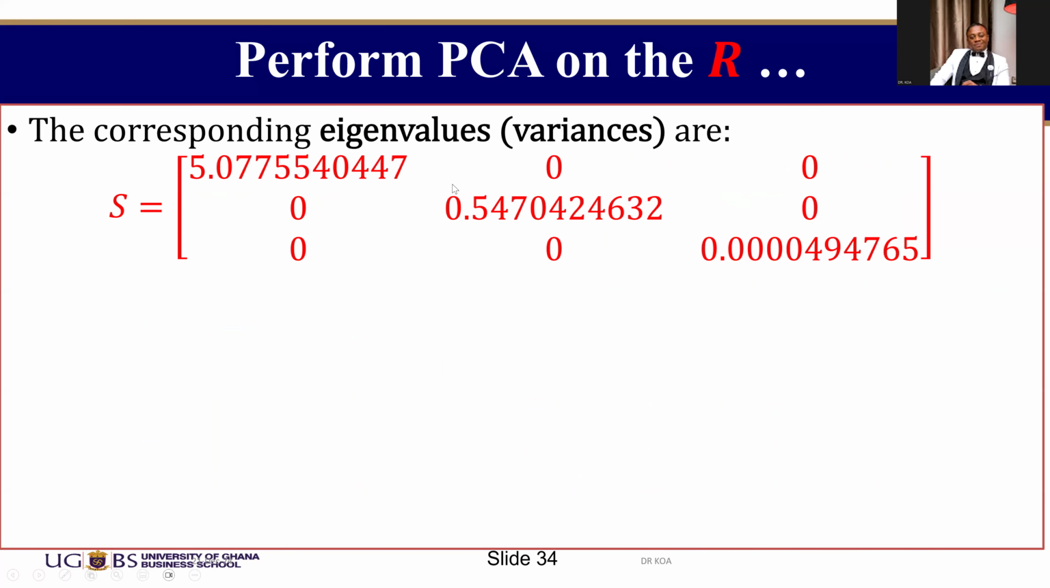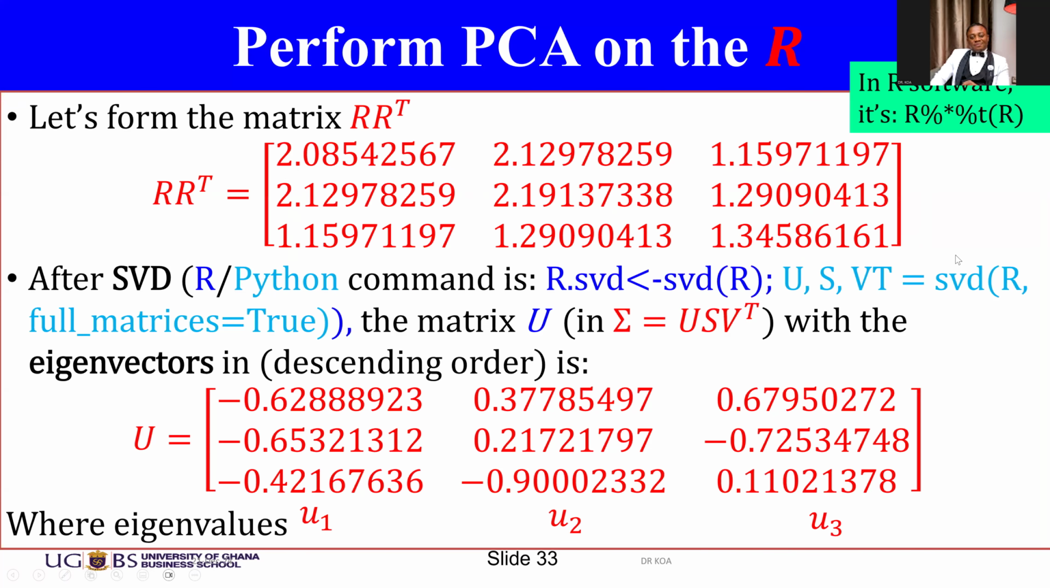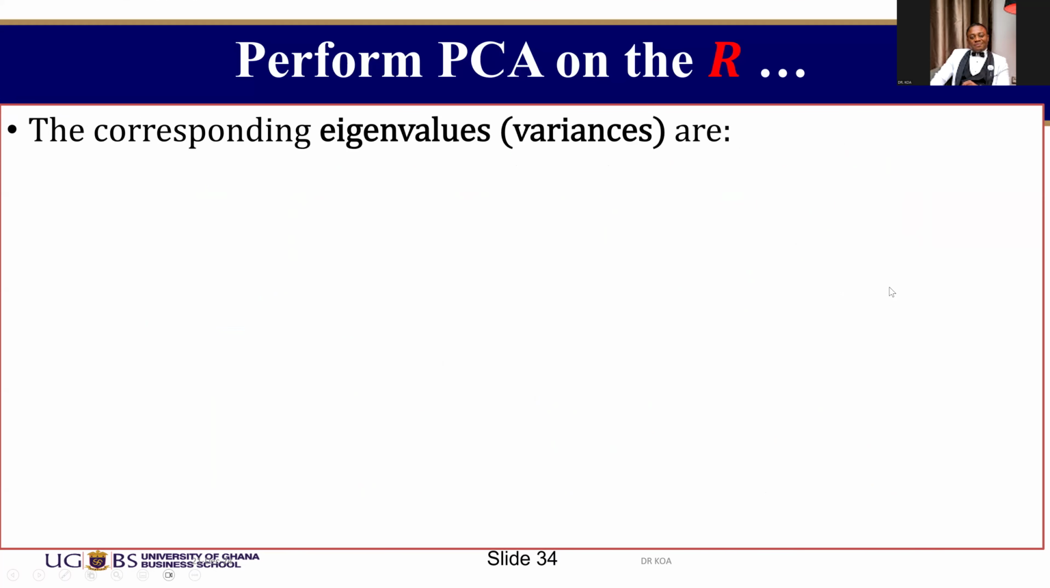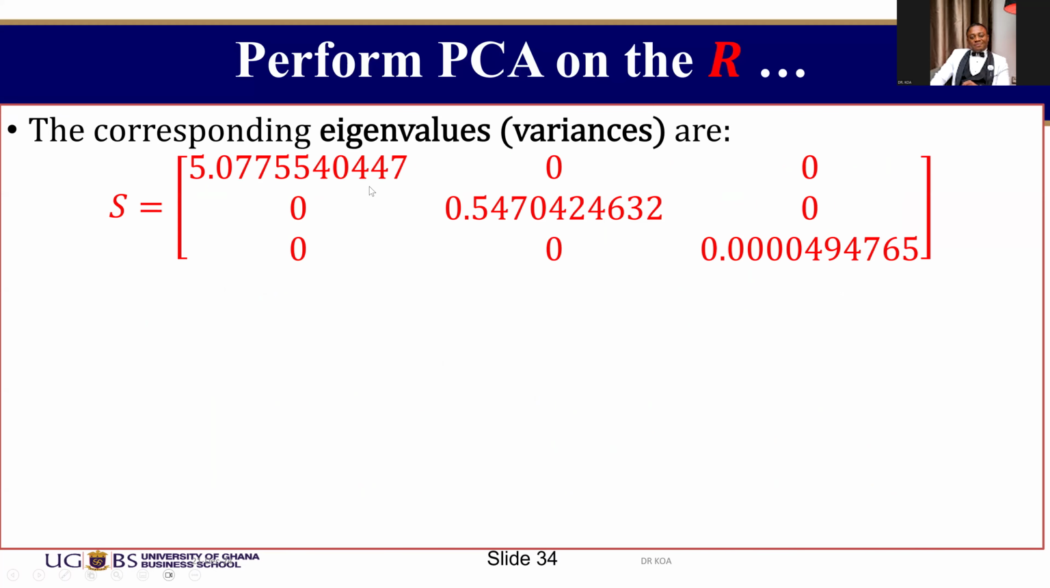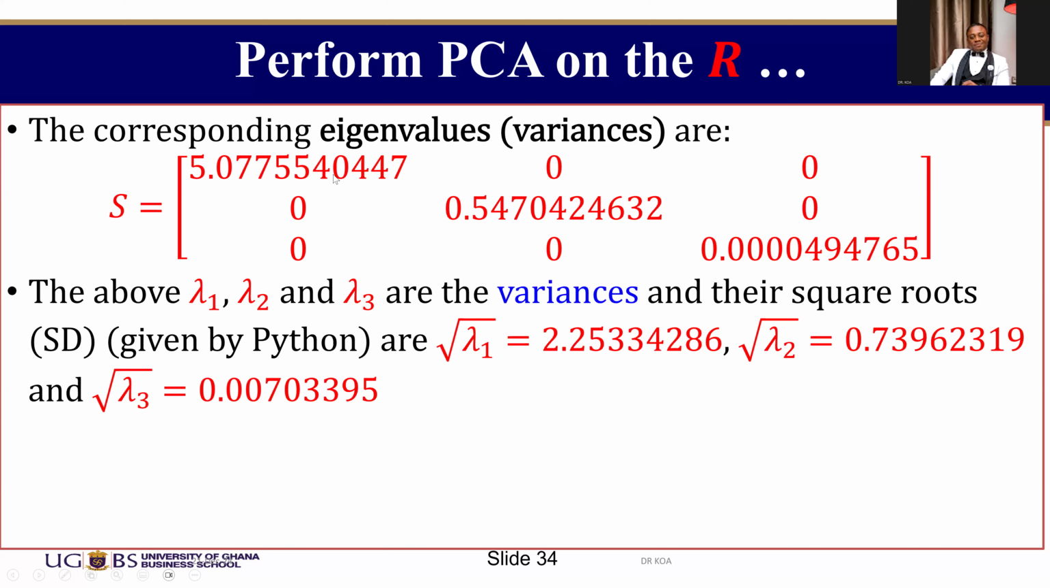Of course, when you use the software and you run the above one that I did, it will give you all of it. It will give you the U, it will give you the S, it will give you the VT. And this S, the diagonal matrix, they are the variances. They are not the standard deviation. Take note. They are the variances. These ones are the lambdas. If you want the standard deviation, you have to take the square root of each one of these.